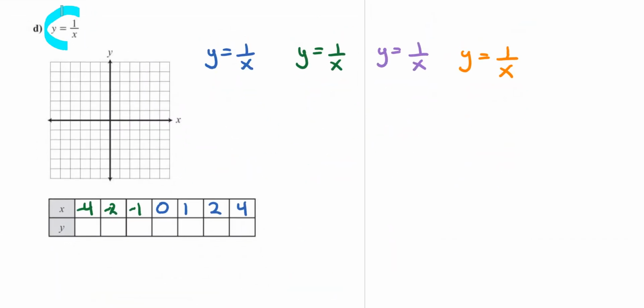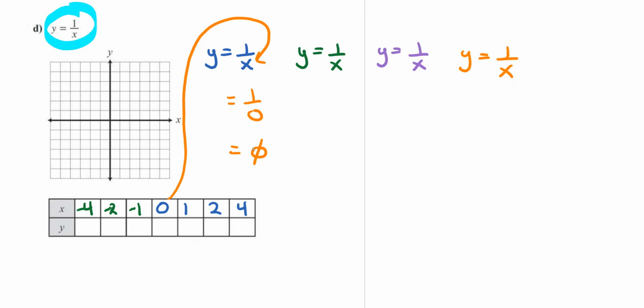For letter D, I have y equals 1 over x, and you will see this function quite a bit in pre-calc 11. When x equals 0, let's go ahead and plug that in. So that's going to be 1 over 0, and 1 over 0 is undefined. There's no answer for that. So basically, let's put this undefined symbol right there. And what does that look like on the graph? It just looks like a vertical dashed line on the graph. And in pre-calc 11, we call that a vertical asymptote. So at x equals 0, we have that vertical dashed line, and we call that a vertical asymptote because the graph does not exist when x equals 0.